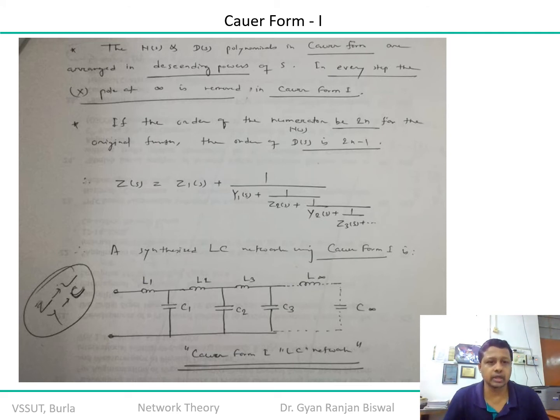Therefore, if the numerator is of order 2n, the denominator will be 1 less, 2n minus 1, and you will arrange the entire network in the form of a ladder structure. That means Z(s) is equal to Z1(s) plus 1 upon Y1(s) plus 1 upon Z2(s) plus 1 upon Y2(s) or Y3(s), and so on. So that is my way of approach. I would say Z1, Y2, Z3, Y4, Z5, Y6.